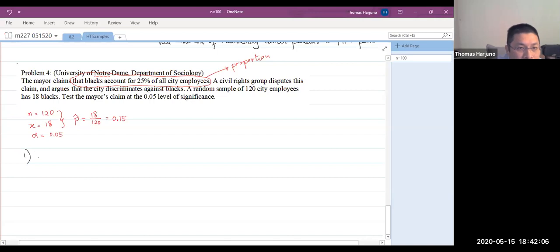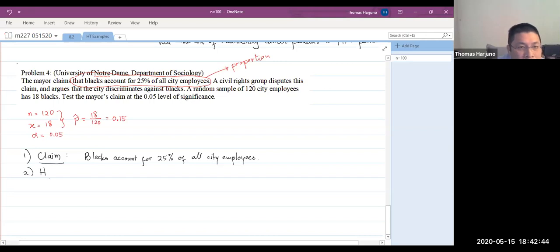So let's see, what's the claim? Let's use the mayor's claim because that's what we are testing here. The claim is blacks account for 25% of all city employees. That's the claim.